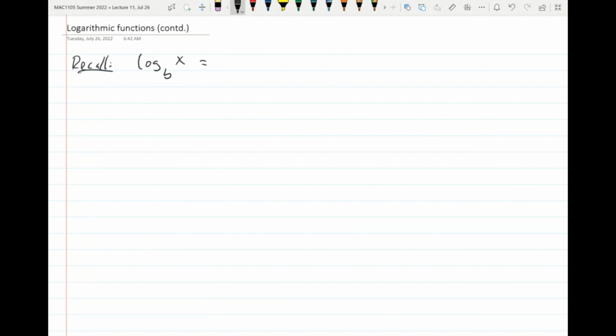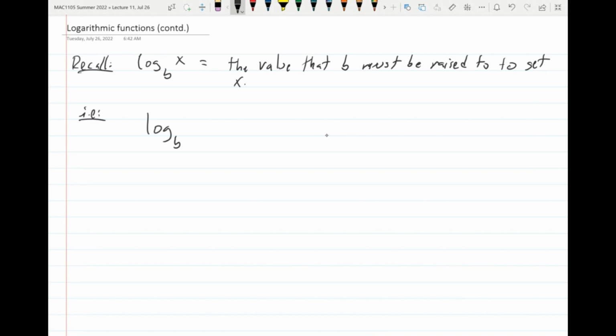Okay, so this right here is the power of b, or actually to say, this is the value that b must be raised to get x. Okay, so in other words, let me write it like this now. If we have log base b of x equals y, what does this mean? This is equivalent to what? B to the y. If we do b to the y, we obtain x.